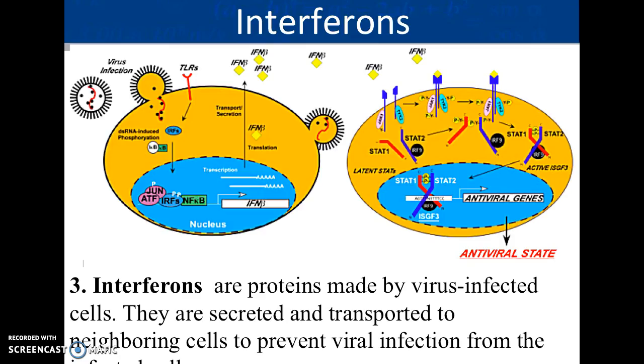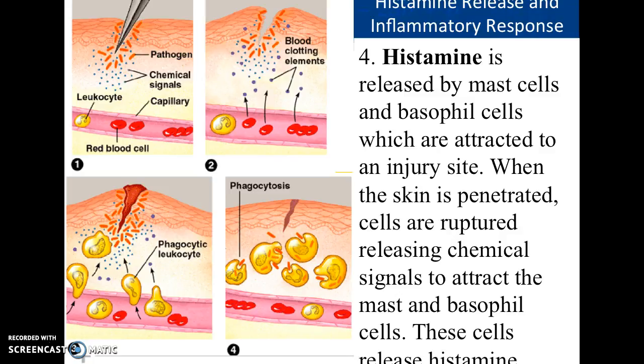The third type of chemical that might be released during innate immunity is interferons, and these are proteins made by virus-infected cells. What we know about viruses is they are non-living, so they need a host, and they will invade a self-cell. The one thing that the cell can do for itself is secrete an interferon, which is transported to neighboring cells to prevent viral infection from the infected cell, basically sending a warning signal to any of the surrounding cells.